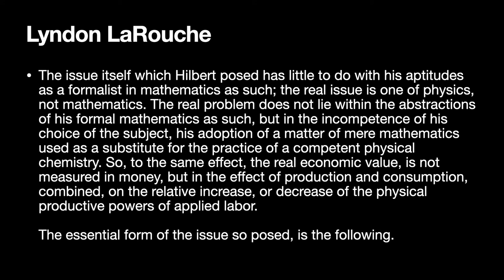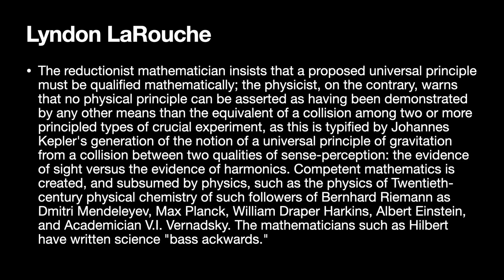So, to the same effect, the real economic value is not measured in money, but in the effect of production and consumption combined on the relative increase or decrease of the physical productive powers of applied labor. The essential form of the issue so posed is the following. The reductionist mathematician insists that a proposed universal principle must be qualified mathematically. The physicist, on the contrary, warns that no physical principle can be asserted as having been demonstrated by any other means than the equivalent of a collision among two or more principal types of crucial experiment, as this is typified by Johannes Kepler's generation of the notion of a universal principle of gravitation from a collision between two qualities of sense perception, the evidence of sight versus the evidence of harmonics.